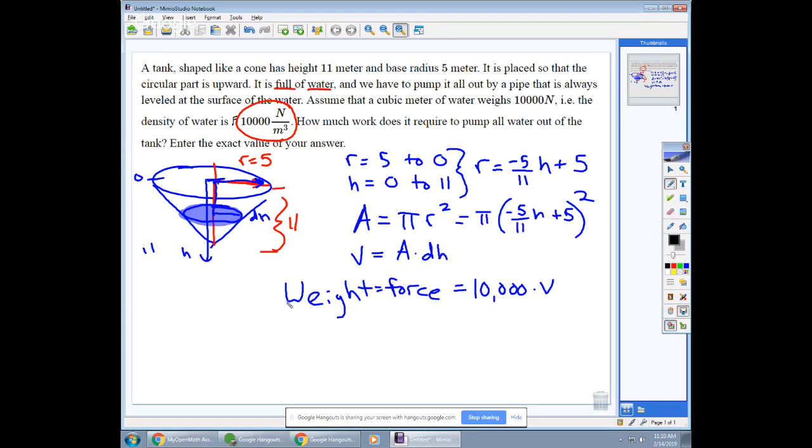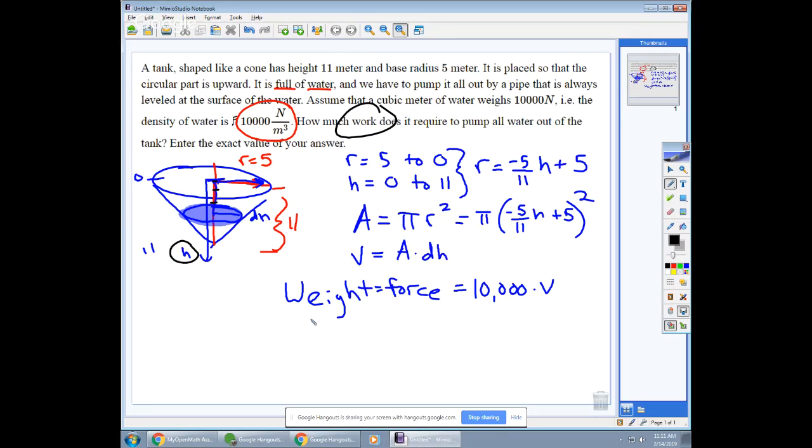Now that just gives me the weight. What else do I have to factor in here? Yeah, because I'm trying to find the work, right? And work is weight or force times distance. Okay, so the distance being traveled is h. Because over here it's 0, over there it's 1, 2, down here it's 11, right? So basically our distance is h, that each chunk is traveling.